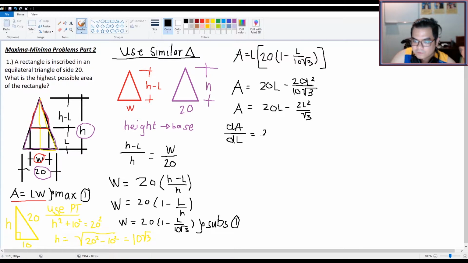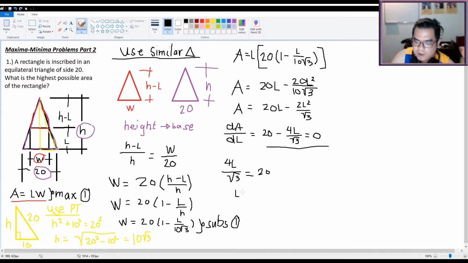This is equal to derivative of 20L is just 20 minus power rule. So 2 will go down. That will become now 2 times 2 is 4L all over square root of 3. And we all know that this must be equal to 0 to get the maximum value for the length. So from this equation now, solve for L, or solve for the length of the triangle. So transpose 4L over square root of 3 into the other side. So you'll have 4L over square root of 3 must be equal to 20.